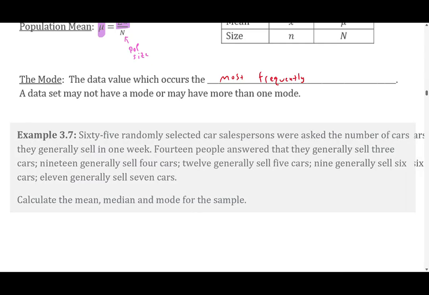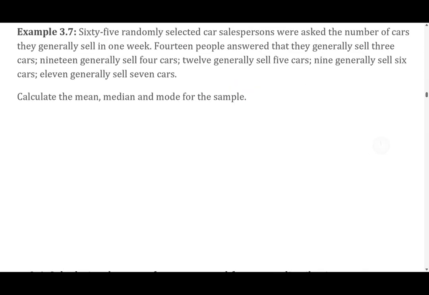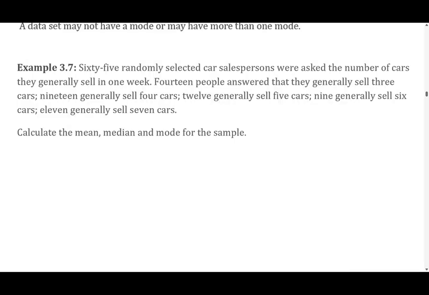This next example says 65 randomly selected car salespersons were asked the number of cars they generally sell in 1 week. 14 people answered that they generally sell 3 cars, 19 generally sell 4 cars, 12 generally sell 5 cars, 9 generally sell 6 cars, 11 generally sell 7 cars. Calculate the mean, median, and mode for the sample.